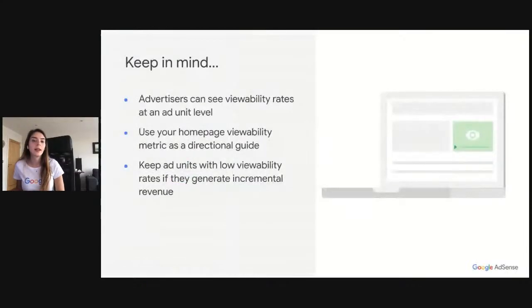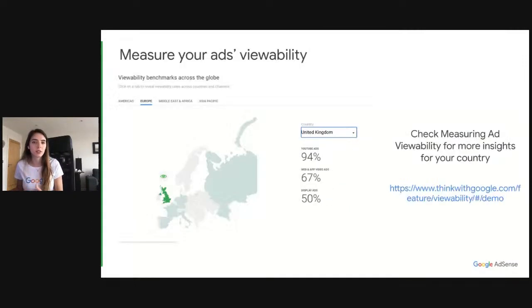So please keep in mind that advertisers can see viewability rates at an ad unit level. Use your homepage viewability metric as a directional guide and keep ad units with low viewability rates if they generate incremental revenue. So, for example, matched content sometimes may not have the best viewability, but it increases the user's time spent on the website. They introduce incremental revenue, so they are good to have. So please be careful while making decisions.